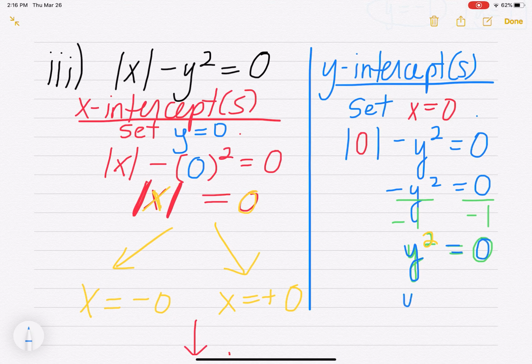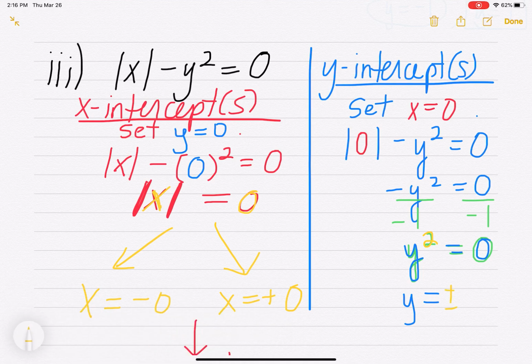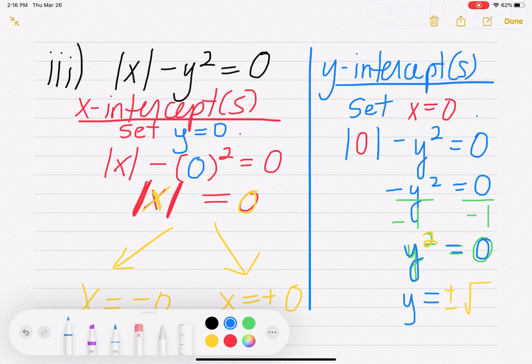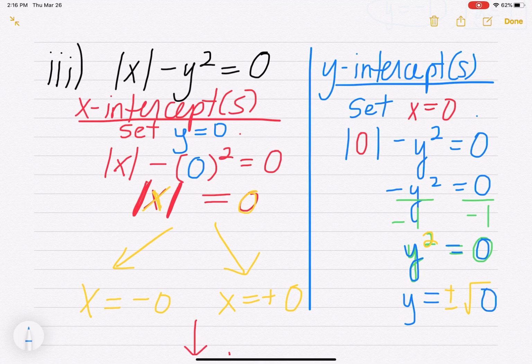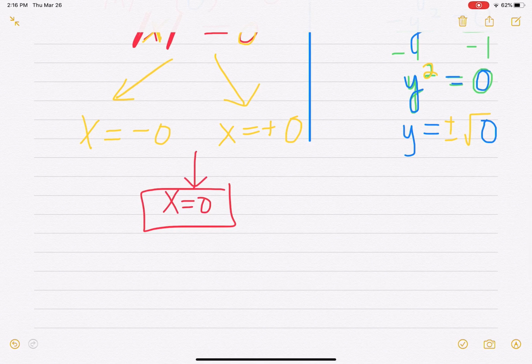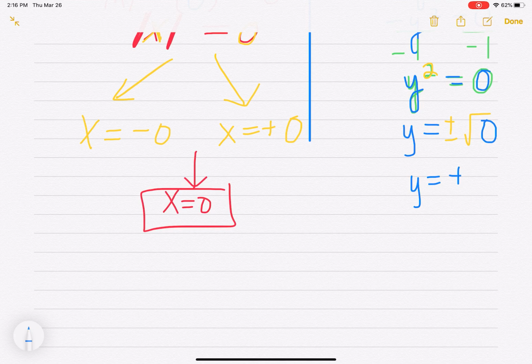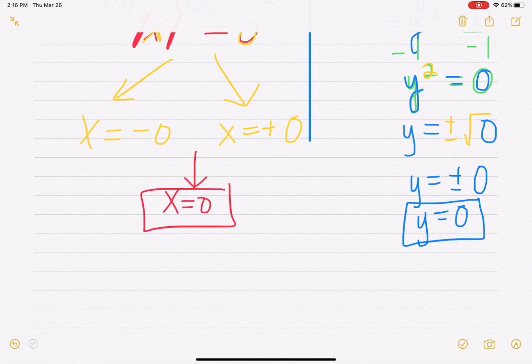How do we solve it? Well, you drop the square. And when you have an even power equation, you have to remember plus or minus the square root of the right-hand side, which is 0. So, plus or minus the square root of 0. That's going to be what? Plus or minus the square root of 0 is 0. What is plus or minus 0? It's the same thing as 0. So you have an x-intercept of 0 and a y-intercept of 0. All right, so that's another one.